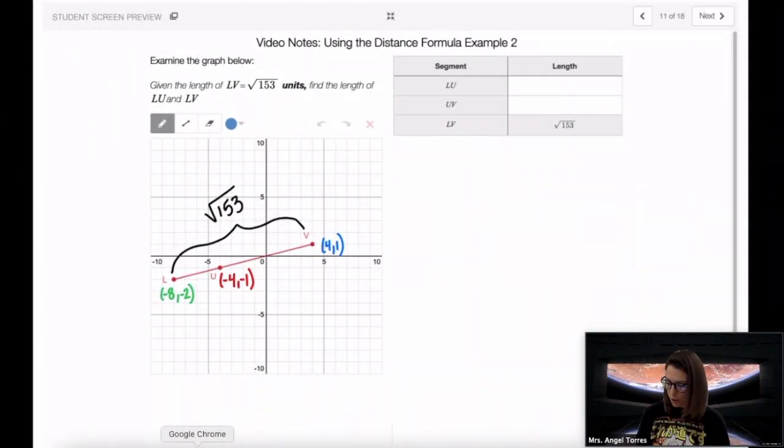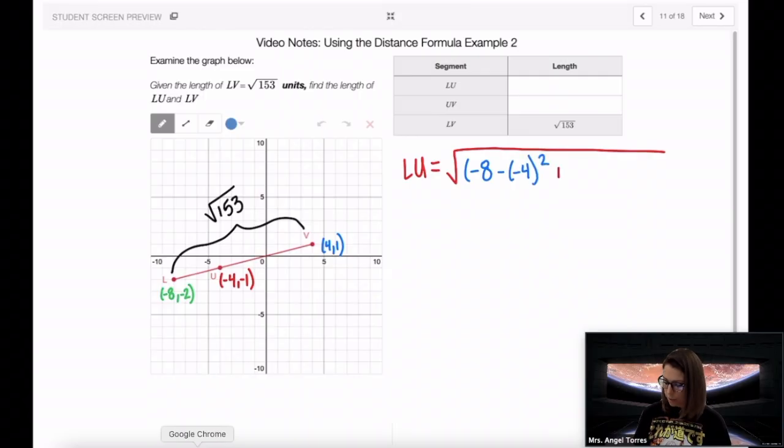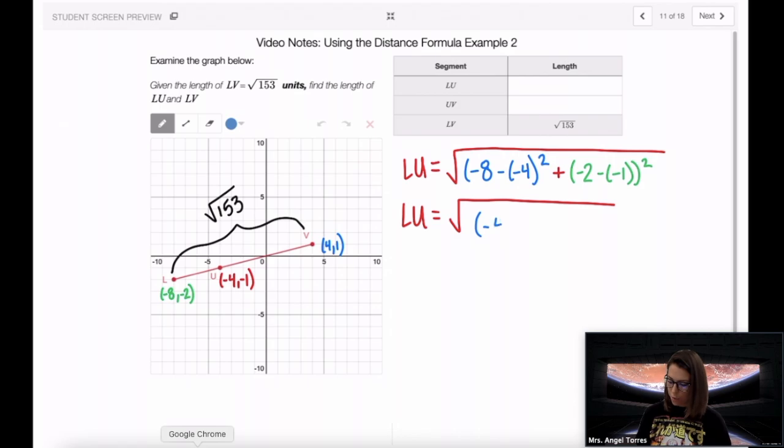Okay, so LU equals the square root of the difference in the x's, so that's going to be -8 minus -4 squared, plus the difference in the y's, -2 minus -1 squared. Continuing on, LU equals the square root of -4 squared plus -1 squared. I'm going to pause here and just double check in the graph. It does look like the horizontal distance from L to U is 4 and the vertical distance is 1. So at this point, we know we're doing our math correctly.